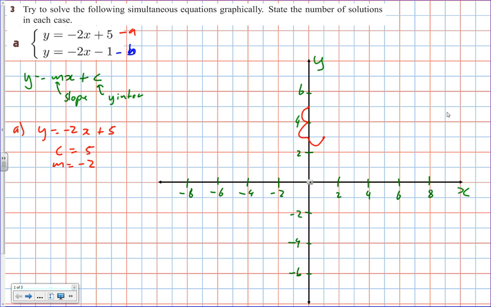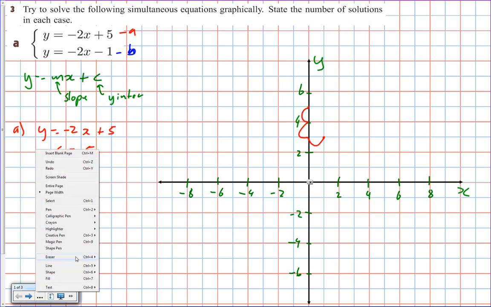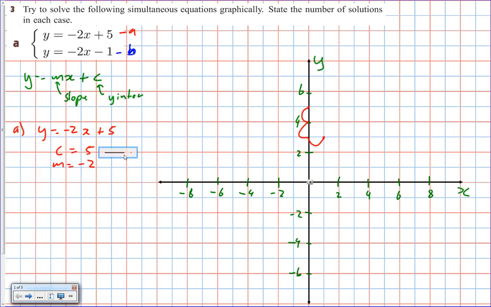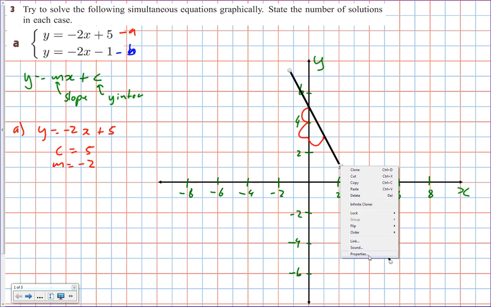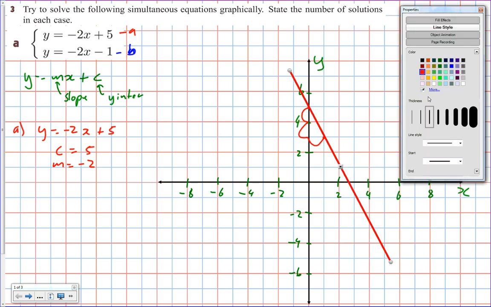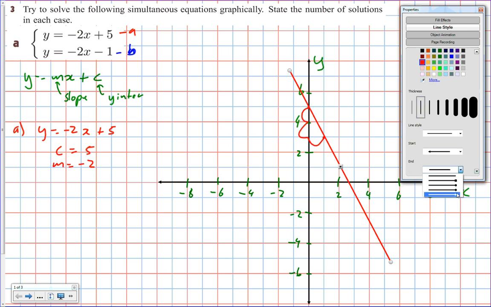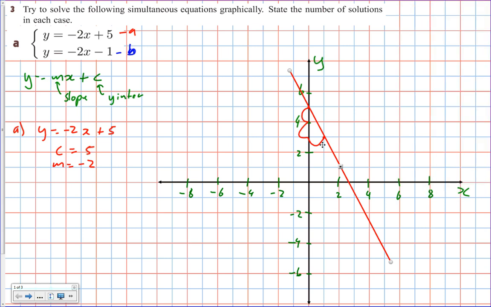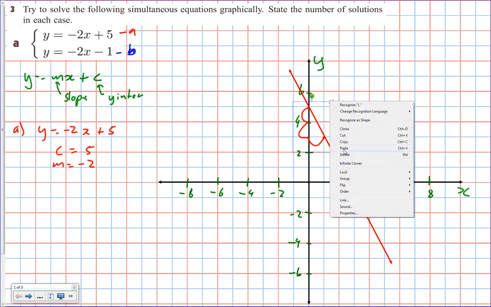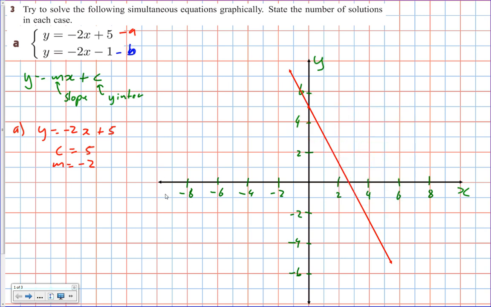Now, again, I draw my line in. Grab my line, join those together, make them a bit longer. Grab my properties, make it red, make it thinner, and put my arrows on both ends. And move my slope marks. Okay, so then we'll look at B.